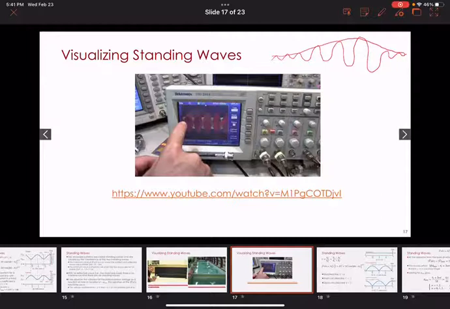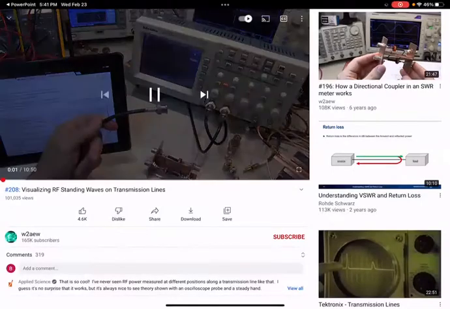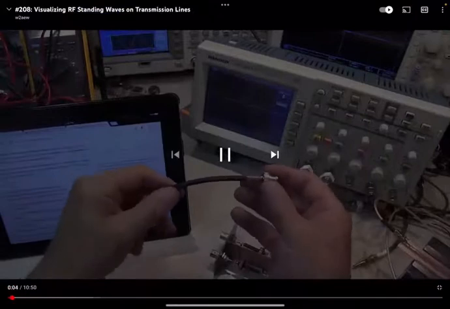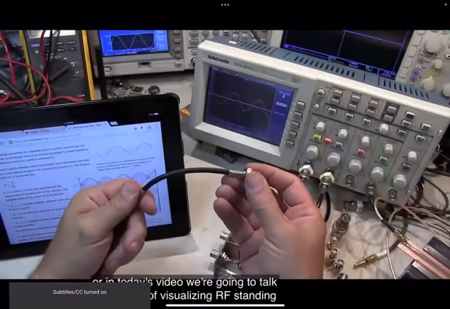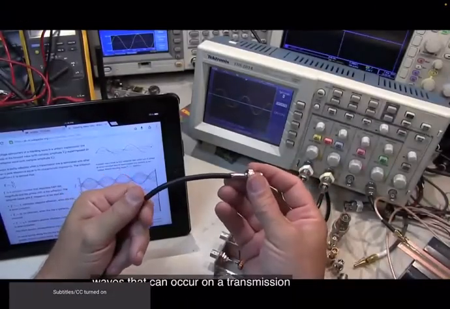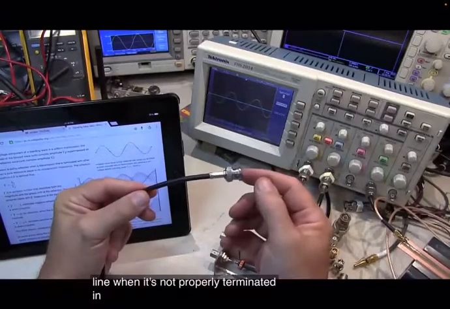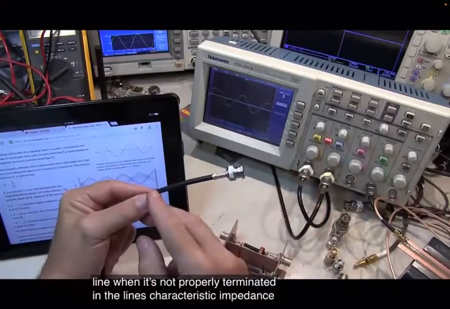And this is our last video. This one's about 10 minutes long or so. In today's video, we're going to talk about visualizing RF standing waves that can occur on a transmission line when it's not properly terminated in the line's characteristic impedance.